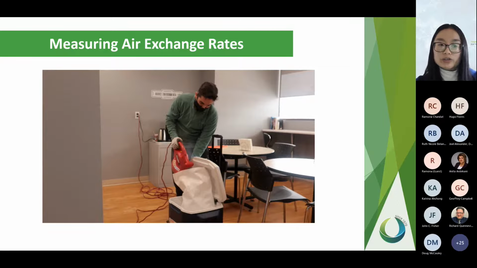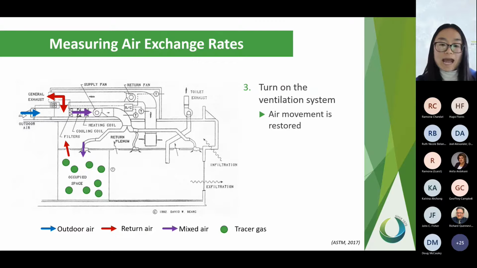And here we are using carbon dioxide as the tracer gas, and it's being released from dry ice in this cooler as the dry ice sublimates. And Jordan here is just using a blower to disperse the carbon dioxide and to elevate its concentration within this area. And after we elevate the concentration, we turn the ventilation system back on and air movement is restored.